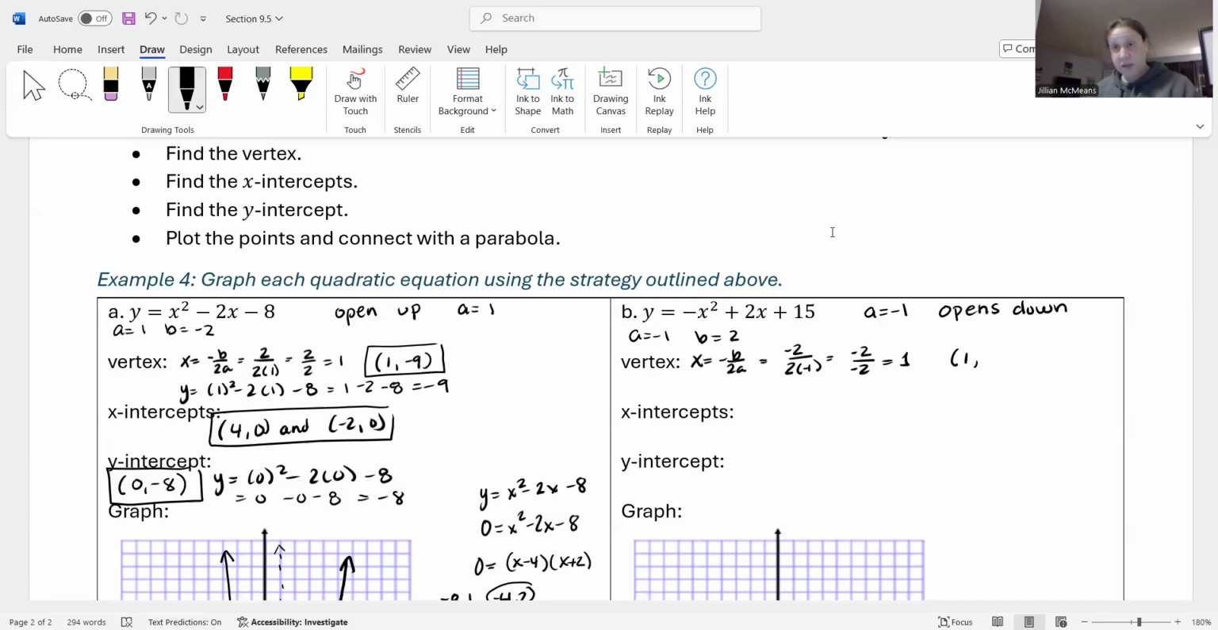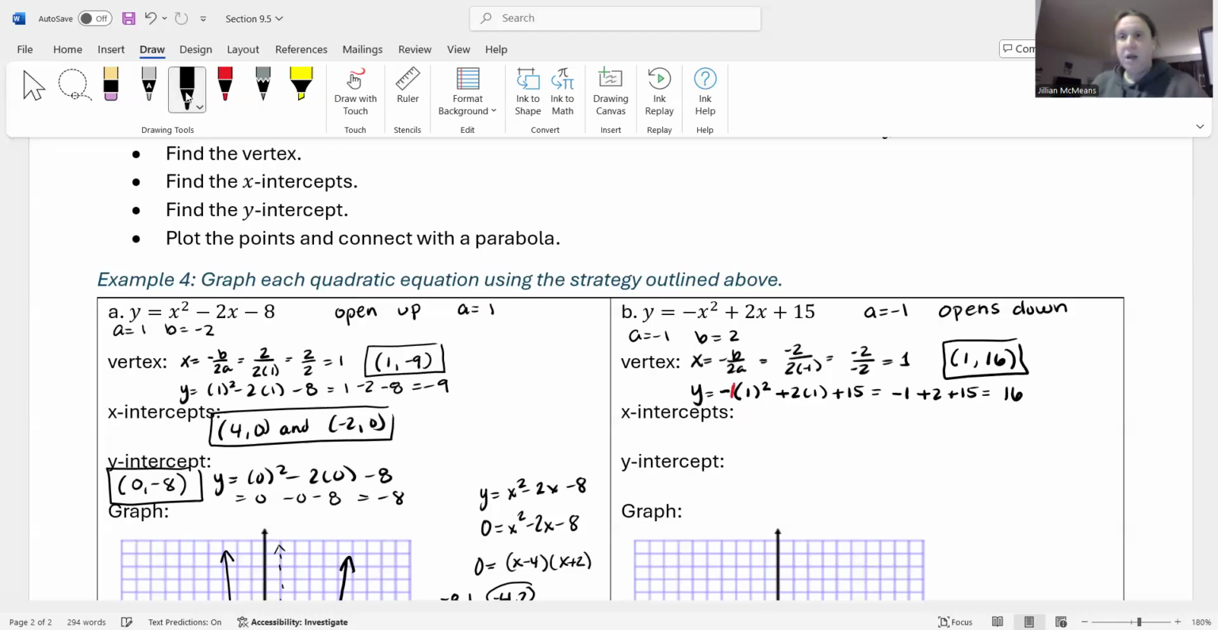Now, to figure out what y is, we take this value for x and we just plug it back into the equation for y. So y equals negative 1 squared plus 2 times 1 plus 15. Well, 1 squared is 1, but remember, we have to multiply that by this negative 1 that was in front of the x squared. So we get negative 1 times 1, which is negative 1. 2 times 1 is 2, and then bring over your 15. So negative 1 plus 2 is 1, 1 plus 15 is 16. So our vertex is the point 1, comma 16.